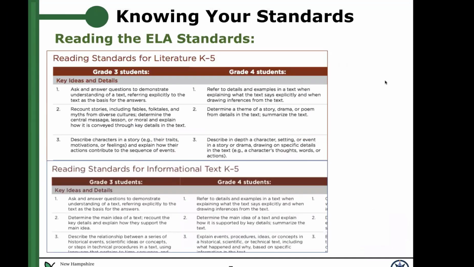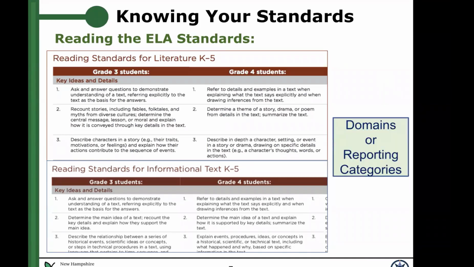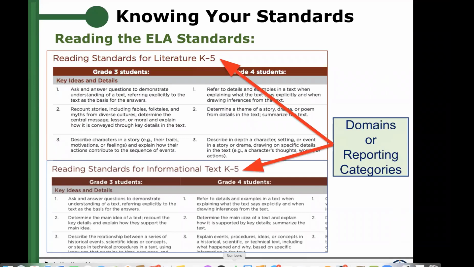Just so that you can understand, when you're reading your standards, if you go right onto the Common Core website and you download the standards, for the ELA standards, the way that they're broken out here is we have what are called domains or reporting categories. So for the domains or reporting categories for ELA, some examples are the reading standards for literature and reading standards for informational text. There's also writing, there's speaking and listening, right?